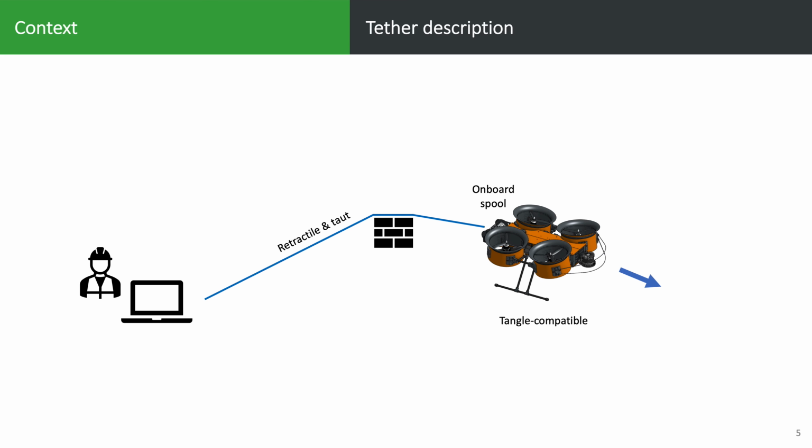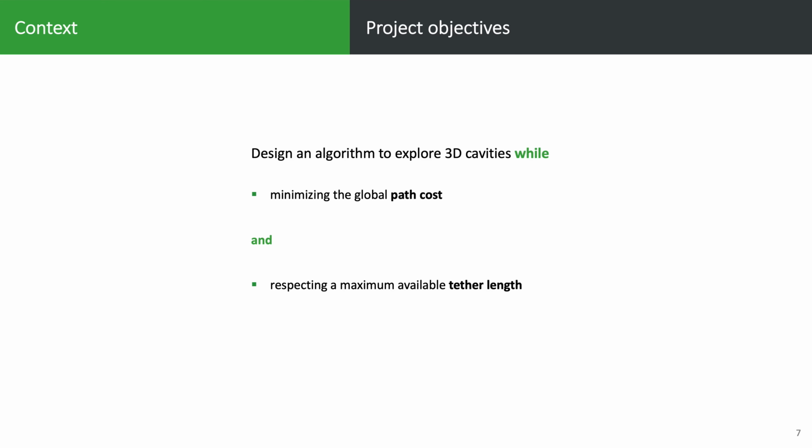The tether should be retractile and kept in taut condition. To allow the robot to continue its path if the tether gets tangled somewhere, it should be stored in an onboard spool. But it will directly contribute to the payload of the robot. So our goal is to provide an algorithm that will first minimize the path cost, which is related to the mission time, and secondly, to respect the maximum tether length that will contribute to the payload.